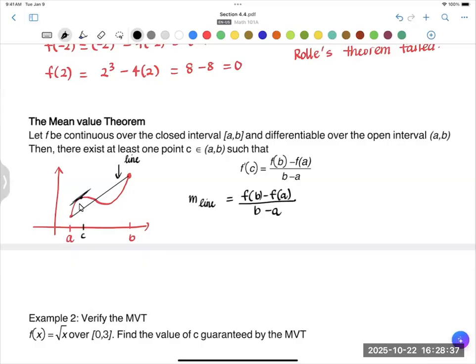Is that the only C? No, there will be one more somewhere right here. Another C where, when I draw the line, it also has the same slope. How do we determine the lines have the same slope? If they are parallel. As long as the lines are parallel, they're going to have the same slope. So when I put the value into the derivative function of f of x, that will be equal to the slope of the secant line. So this is going to be equal to f prime of c.